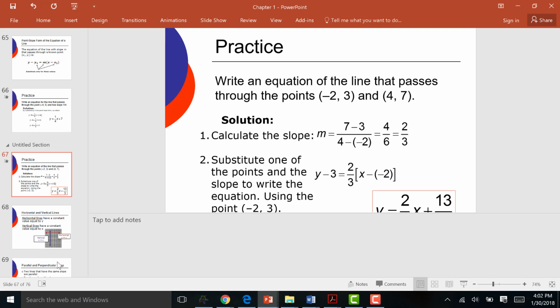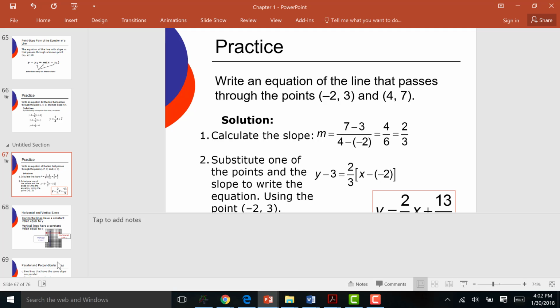Negative 2 comma 3, and what else? 4 comma 7. Should I go ahead and label them? Sure. I'm going to call the first point, negative 2 comma 3, x1, y1. And the point 4 comma 7 is going to be x2, y2. They give you 2 points, you should label them.